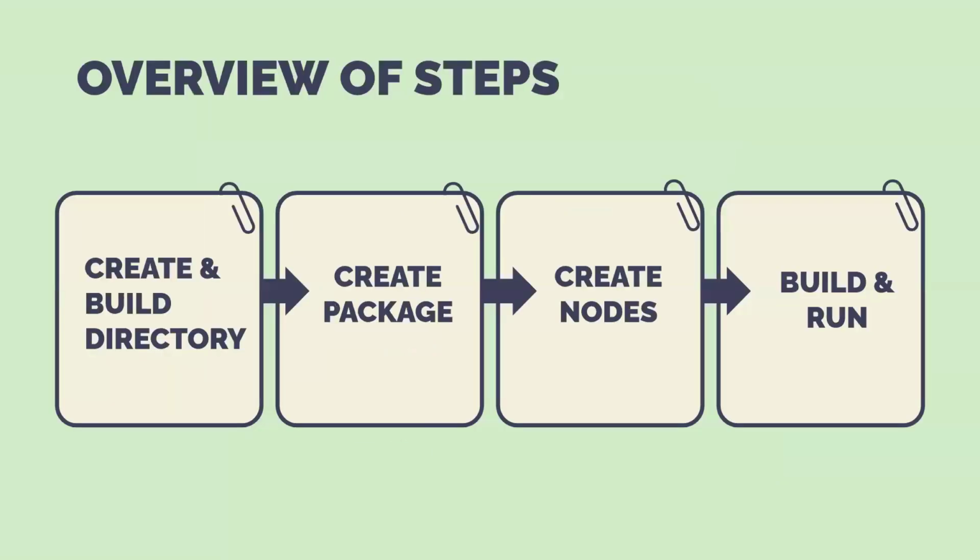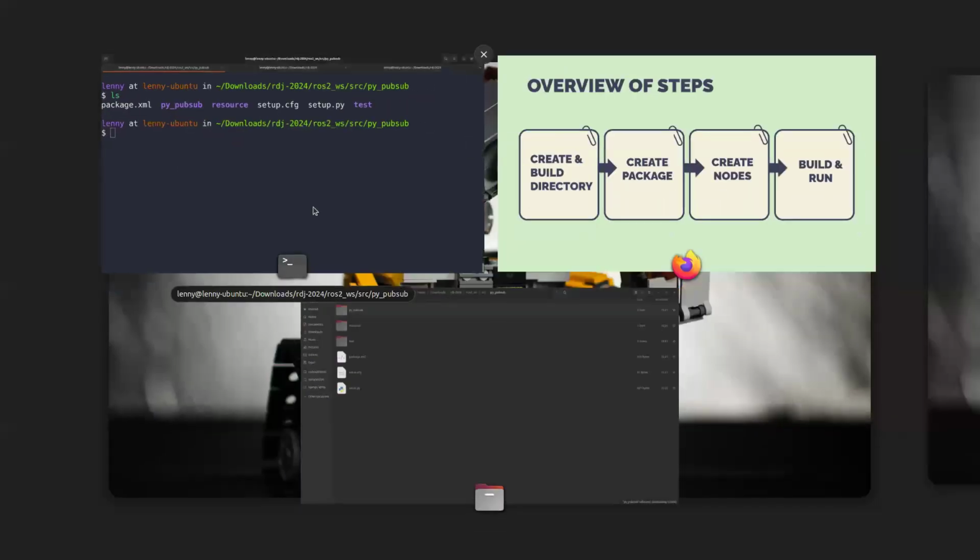And we can quickly recap what we've just done. We started by creating and building the directory, the ROS2 workspace. Once we did that, we had to create a package. After creating a package is when we create a node. And you'll get into the habit that within each of these steps, you need to again call build and then source that particular workspace. So let's go ahead and just do that.